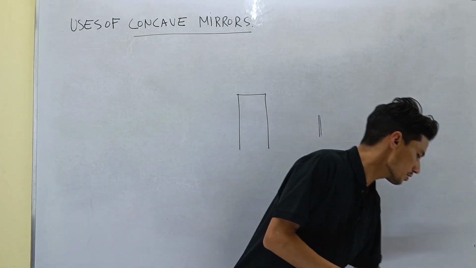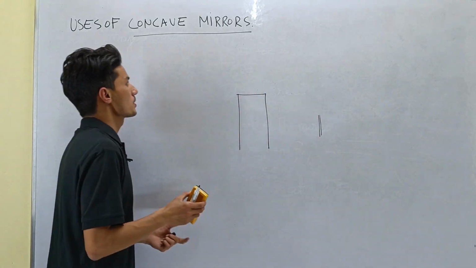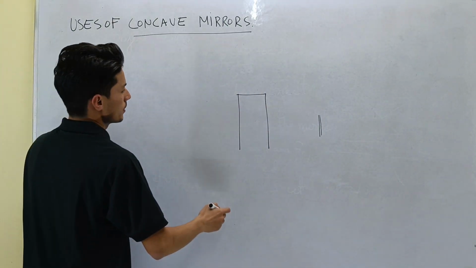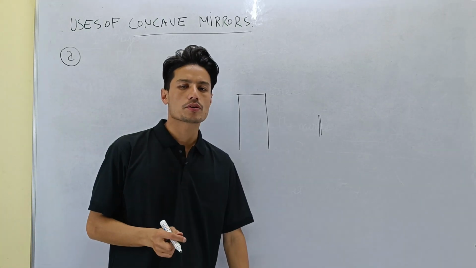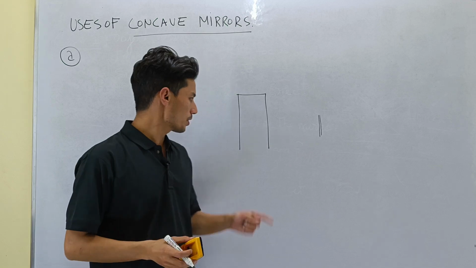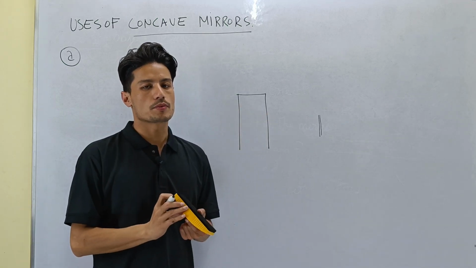So let us discuss those. Let us discuss the uses of the mirrors now. The first one is concave mirror. Where do you think concave mirrors are used? Where will this zoomed image be helpful for us?